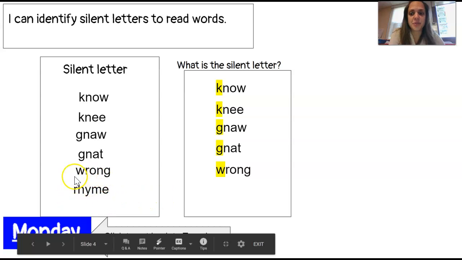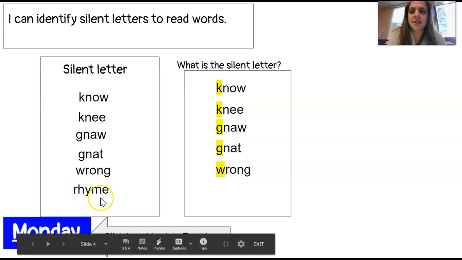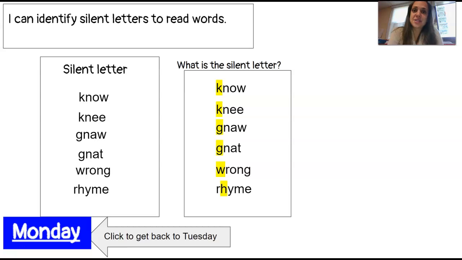I've seen this word before. So as a third grader, just by seeing that word, I can read that word. Rhyme. What is my silent letter? I don't hear the H. I don't read it heim. I read it rhyme. So what is the silent letter? H.